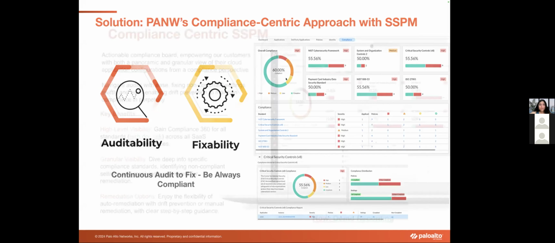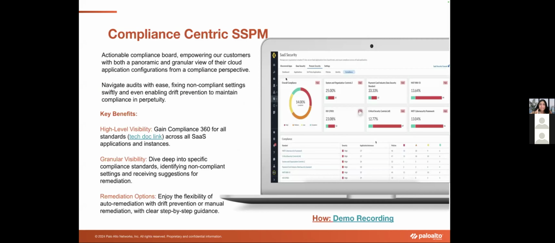So let's look at what we have with our actionable compliance board in SSPM and what are the 3 key benefits that organizations get. So number 1, you have this compliance tab added underneath this security tab. So basically you get an actionable compliance board that empowers our customers to have both a panoramic and granular view of their cloud application configurations from a compliance perspective. That is panoramic view, meaning you get the overall compliance standard.